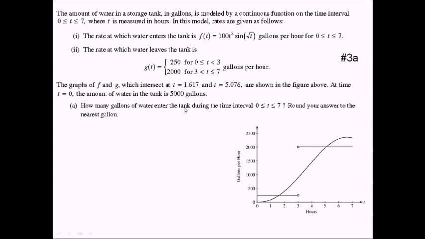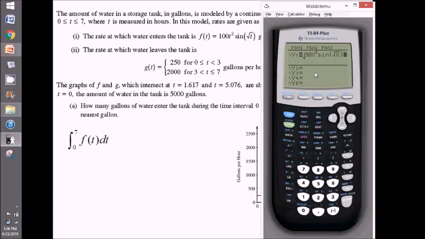They just want to know how many gallons of water enter the tank during the interval 0 to 7, rounded to the nearest gallon. Well, for this, we need our entering rate, which is this f of t function here. So we're going to need the integral of f of t, dt, from 0 to 7. And this will give us the amount of water in. So let's do that on the calculator.